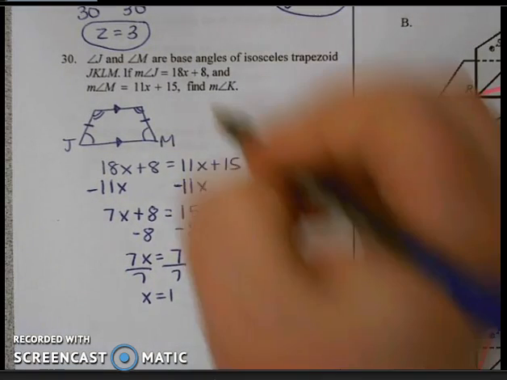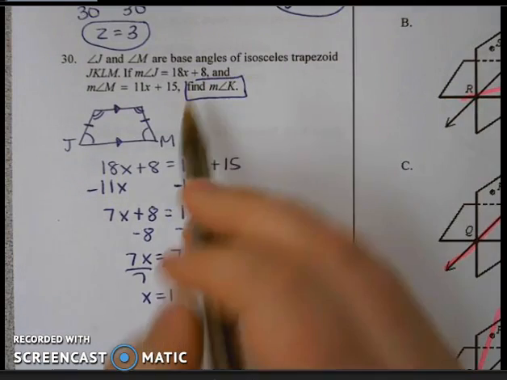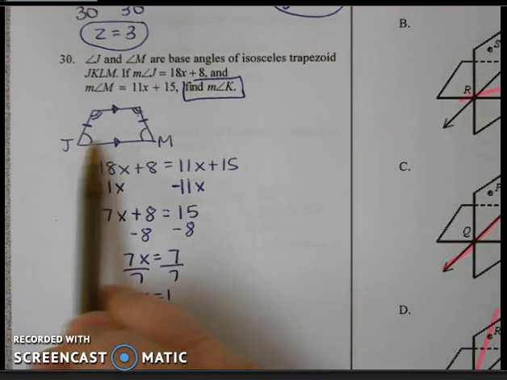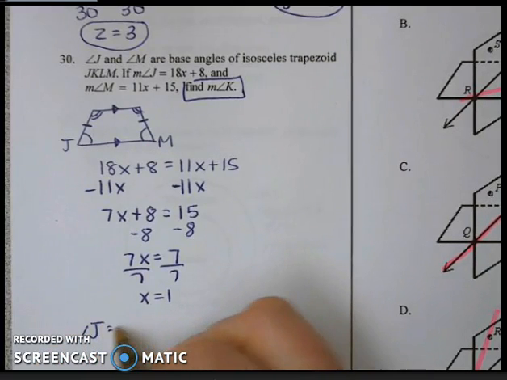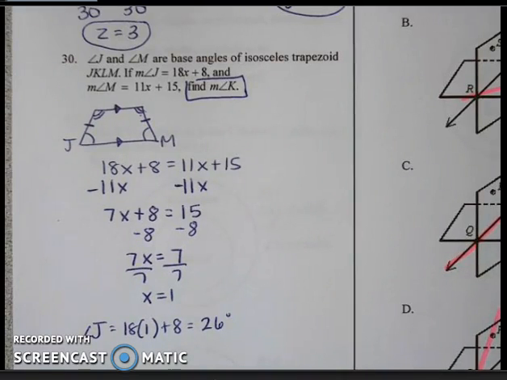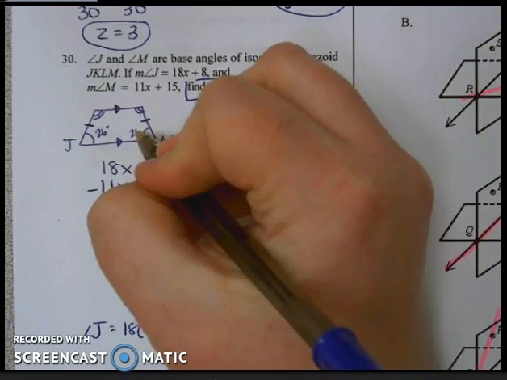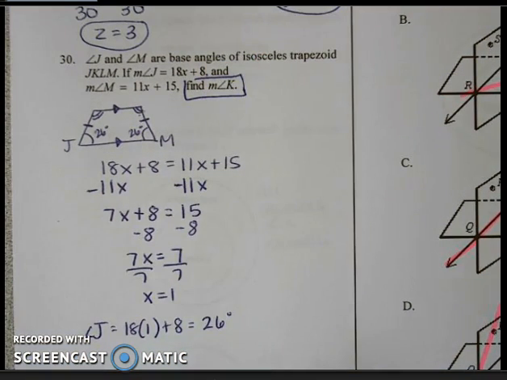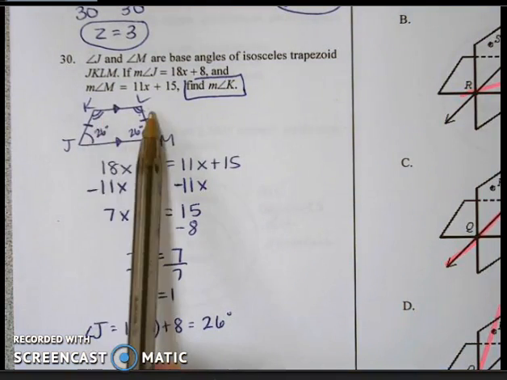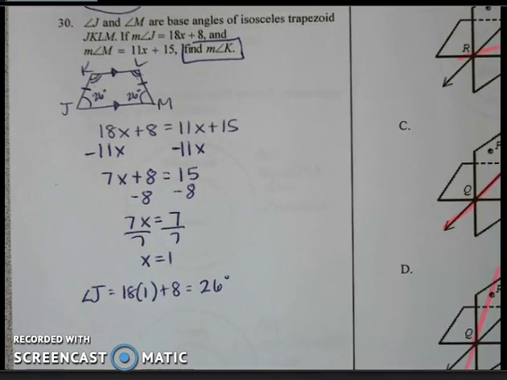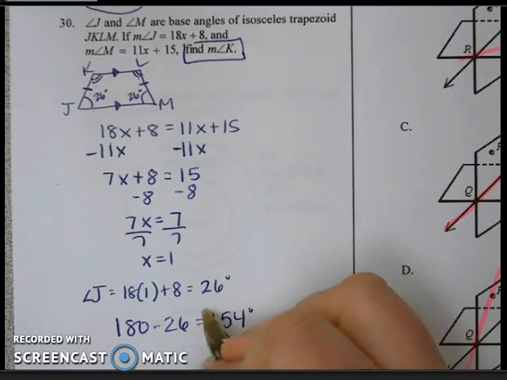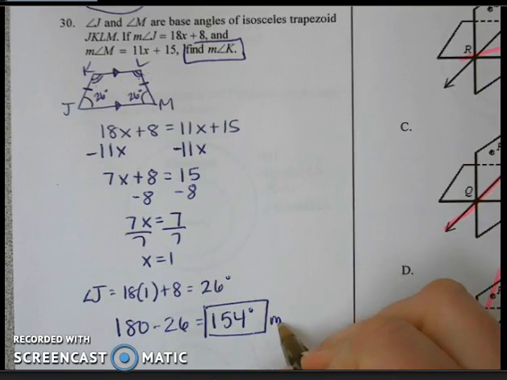And they finally want me to find the measure of angle K. So angle K would be one of these other angles up top. So let's find out what J and M are. Angle J is 18 times 1 plus 8. So 26 degrees. If this is 26 degrees, it means so is the congruent base angle. What's the relationship of the other two base angles up top? So they are going to be supplementary. They're going to add to 180. So 180 minus 26 gives me 154. So the measure of angle K is 154.